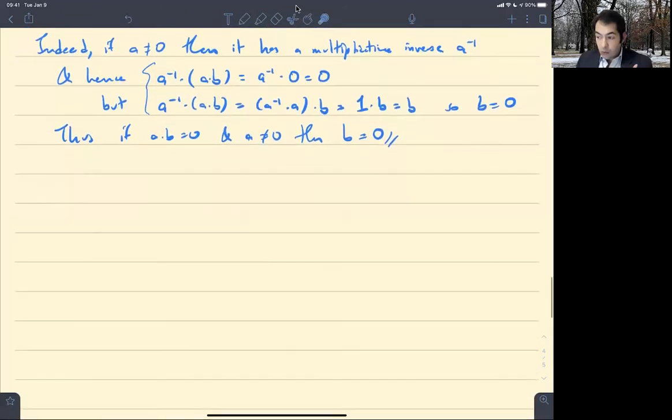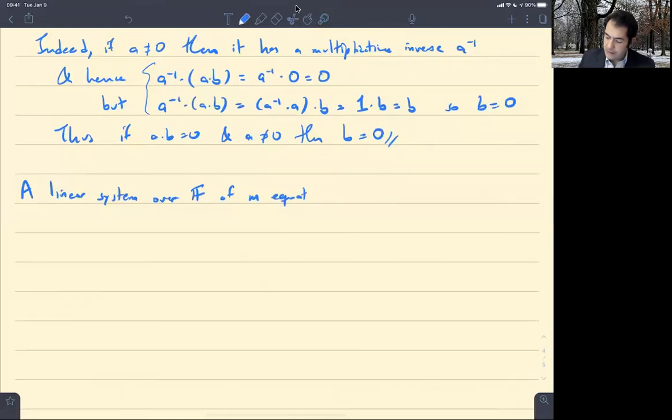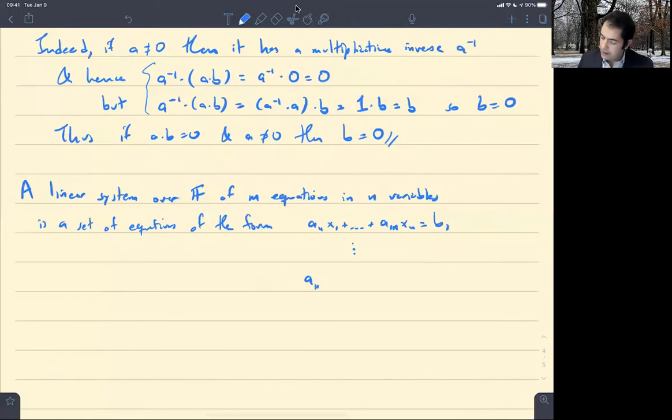Okay, great. So once you have a field, then as we've been anticipating, you can study linear systems of equations with coefficients in that field. So let's define things. It's exactly as you would expect. A linear system over F of m equations in n variables is a set of equations of the form a11 x1 plus dot dot dot plus a1n xn equals b1, dot dot dot, am1 x1 plus dot dot dot plus amn xn equals bm.